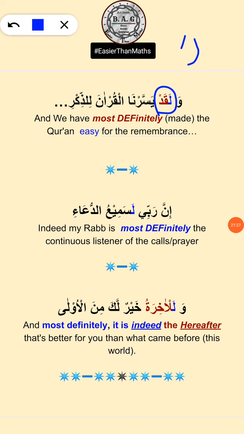Okay, so وَلَقَدْ يَسَّرْنَا الْقُرْآنَ لِلذِّكْرِ, and then the ayah goes on. And how are you going to understand this portion of the ayah? That, and we have so made Quran easy for the remembrance. We have so made it easy.